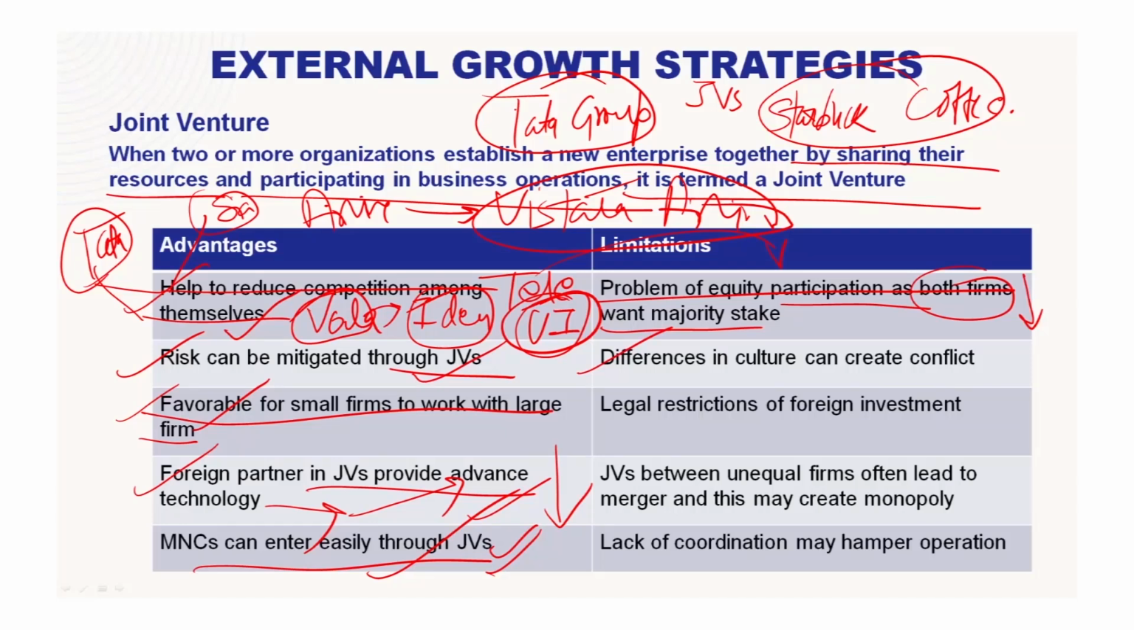Second, differences in culture can create conflict. In joint ventures, we have seen, like the joint venture between Maruti Udyog and Suzuki of Japan. The Japanese are very good at sharing the culture with the other nation. We have discussed the American management practices as well as the Japanese management practices, and what we have seen is that the Japanese are more towards respecting the integrity of the employees.